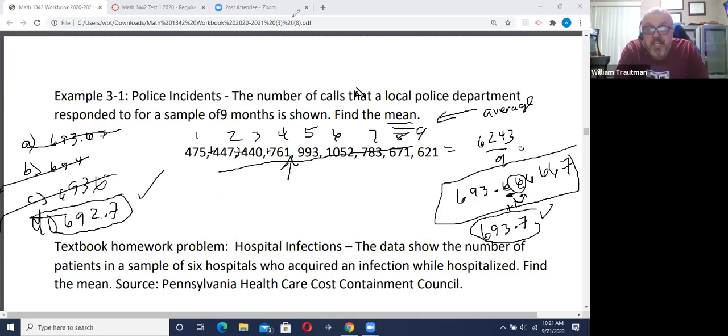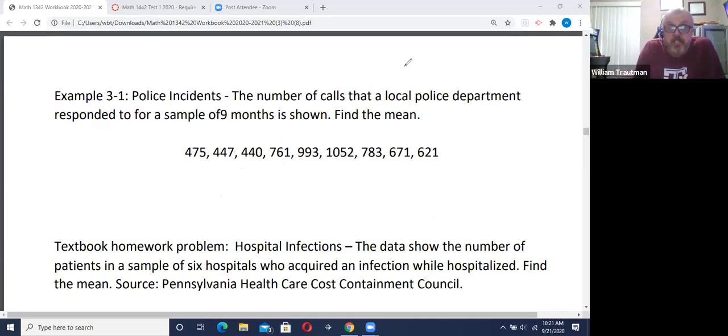Okay, so now I want to do this on my calculator. Now that we did it manually, let's do it on our calculator. What I'm going to do is put all this data into L1. So on your calculator, go to stat number 1, edit. Make sure you clear list 1 and list 2 if you have anything in there.